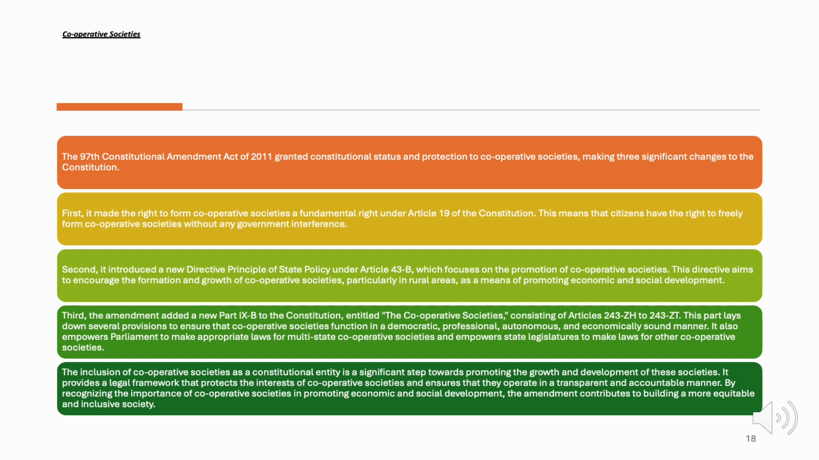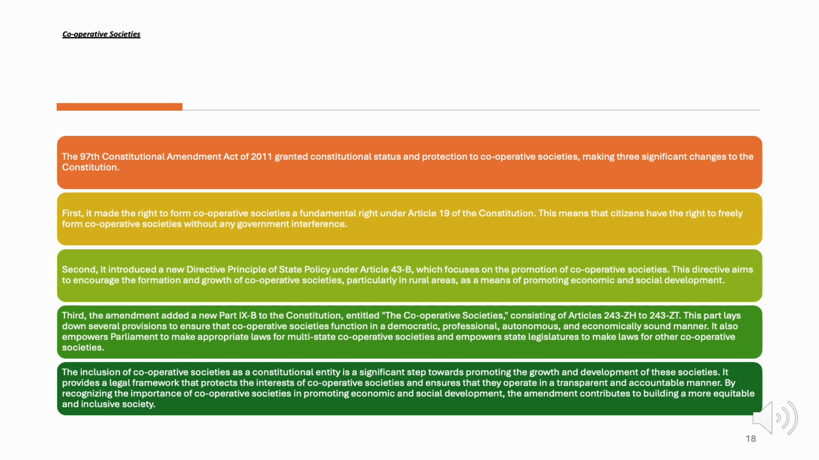Third, the amendment added a new Part 9B to the Constitution, entitled The Cooperative Societies, consisting of Articles 243ZH to 243ZT. This part lays down several provisions to ensure that cooperative societies function in a democratic, professional, autonomous, and economically sound manner. It also empowers Parliament to make appropriate laws for multi-state cooperative societies and empowers state legislatures to make laws for other cooperative societies.